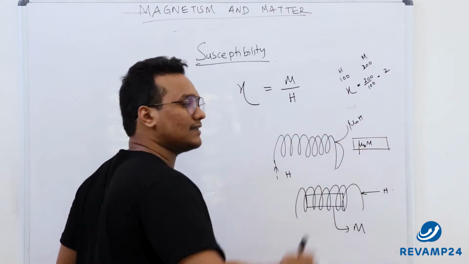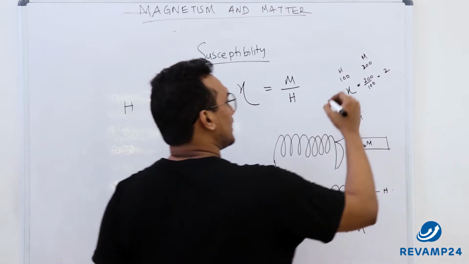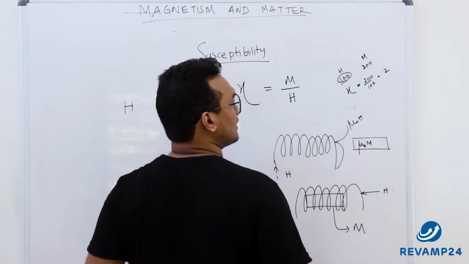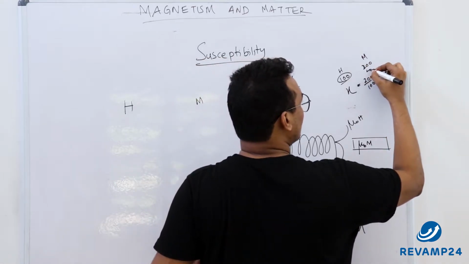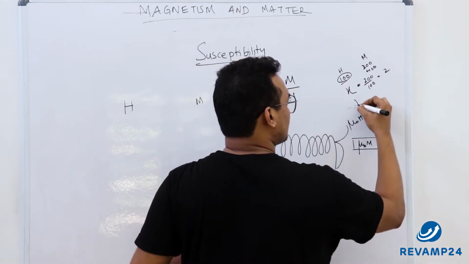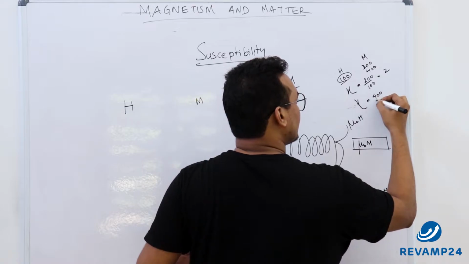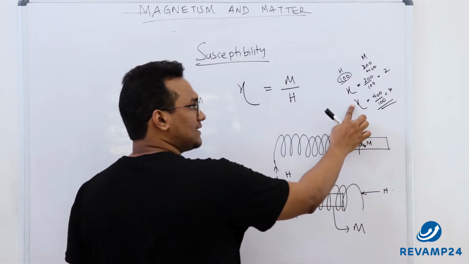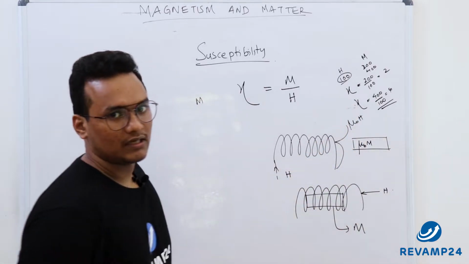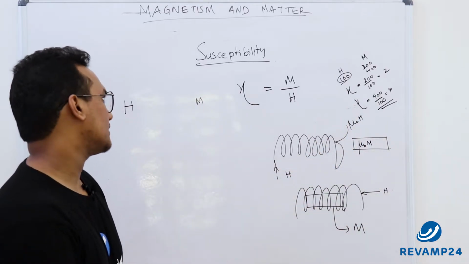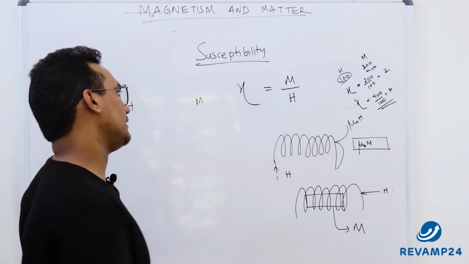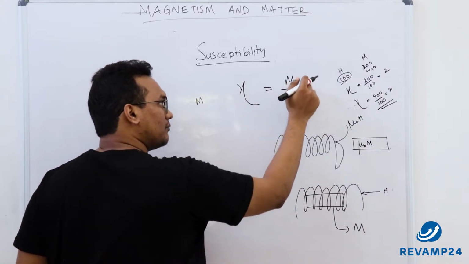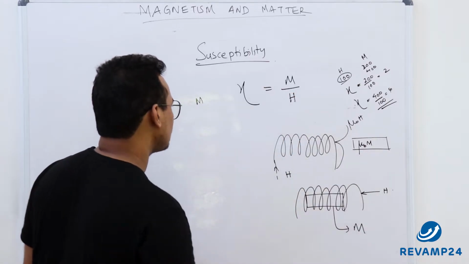Now, for certain other material, when I have kept the same magnetizing intensity, I have got a magnetization of 400. What is susceptibility? 400 divided by 100, the value is 4. Now, I can say that the second substance is more susceptible. It can be easily magnetized. So, that is the meaning of susceptibility. It has been defined as the ratio between magnetization and magnetizing intensity.